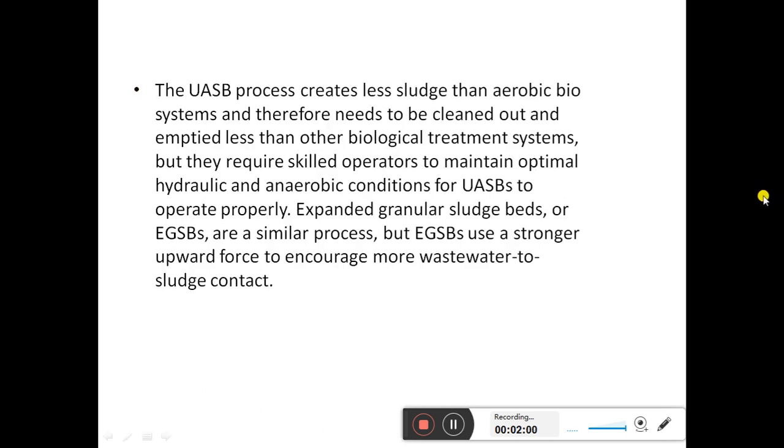The UASB process creates less sludge than aerobic biosystems and therefore needs to be cleaned out and emptied less than other biological treatment systems. But they require skilled operators to maintain optimal hydraulic and anaerobic conditions for UASBs to operate properly. Expanded granular sludge beds, or EGSBs, are a similar process. The EGSB uses a stronger upward force to encourage more wastewater-to-sludge contact. These are the advantages and disadvantages of the UASB process.